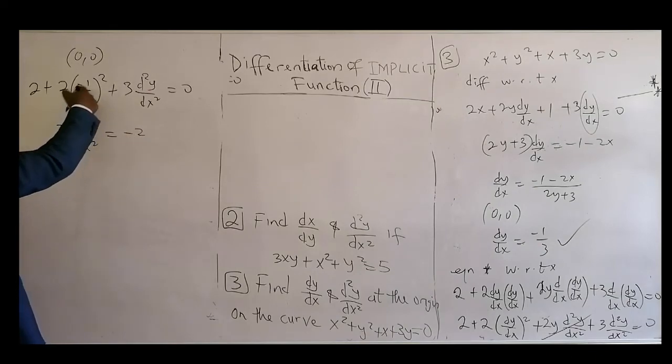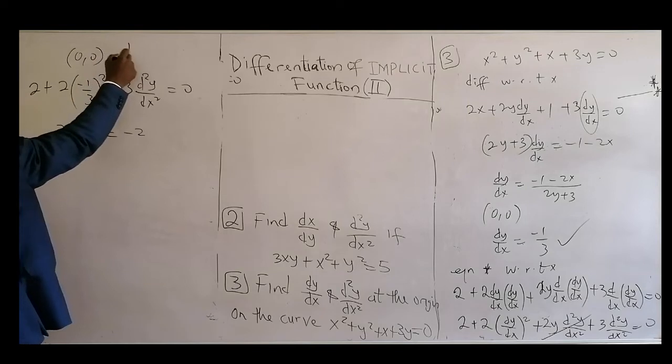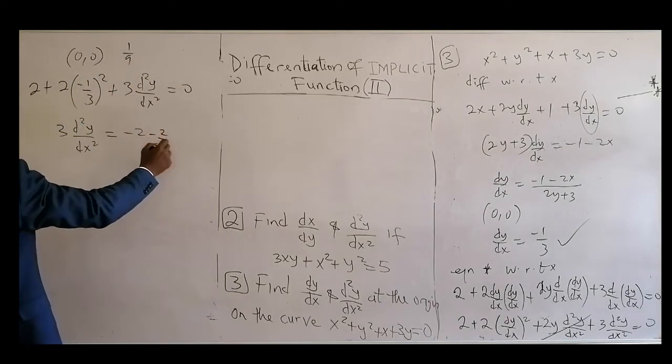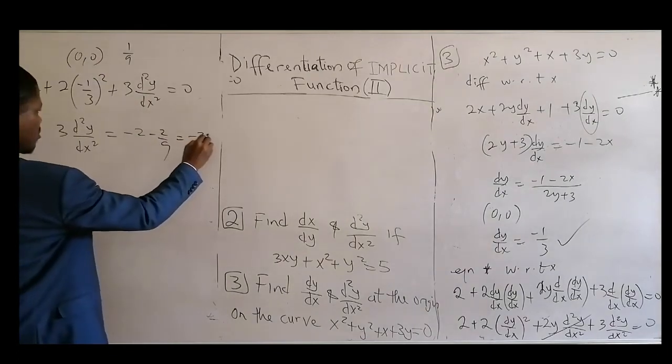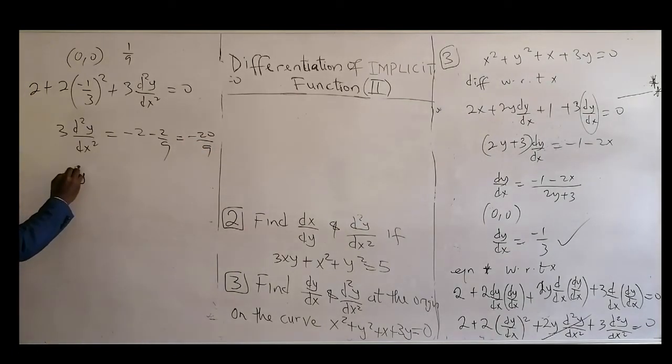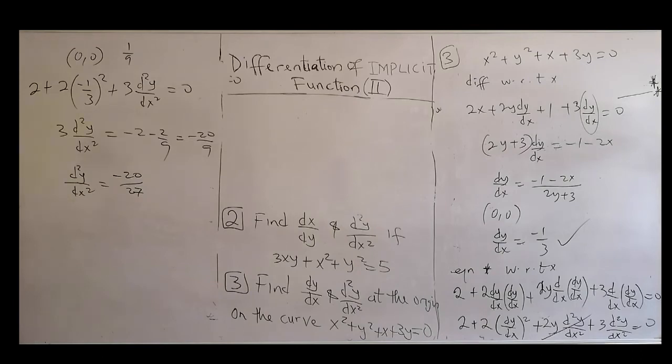So that is equal to minus 2. This one, if you do this one, that's 1 over 3. This is 1 over 9 times 2, that's 2 over 9. So minus 2 over 9. That will give us minus 20 over 9. So divide by 3 d²y/dx². Divide by 3. That's minus 20 over 27. So that's that on this question.